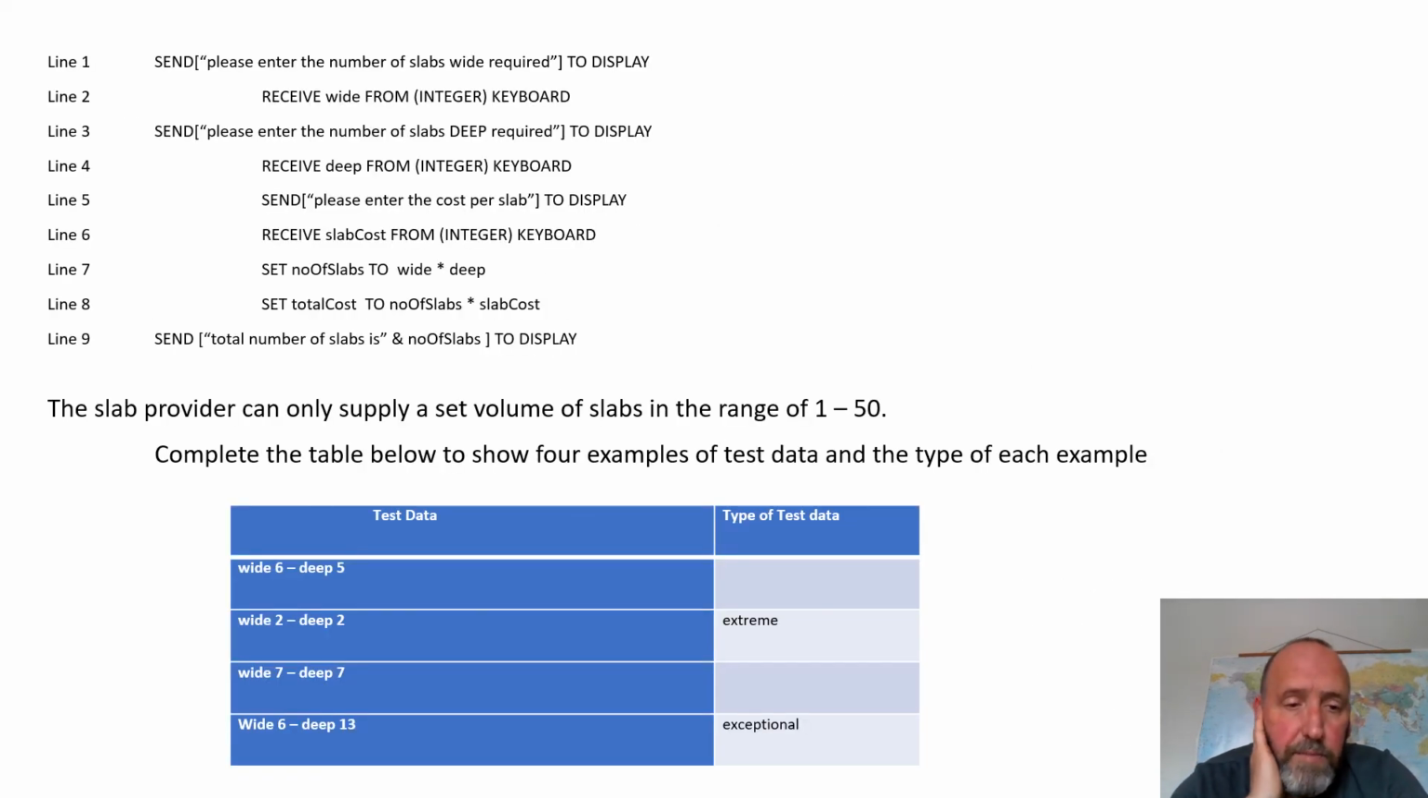So the slab provider can only sell a volume of slabs between 1 and 50. Complete the table below to show 4 examples of test data and the type for each example. So there we've got our table. There's 2 missing. You have to fill in whether they're normal, extreme or exceptional. Pause the video, write your answer.